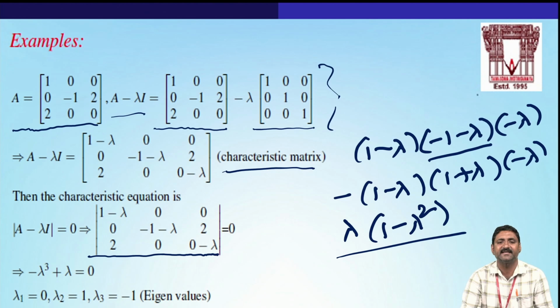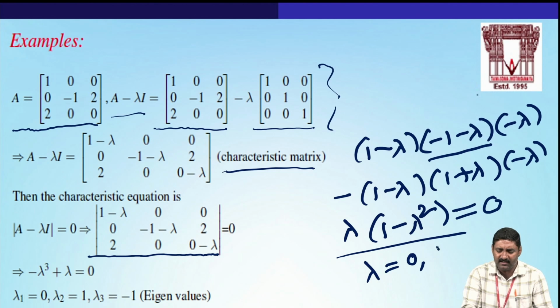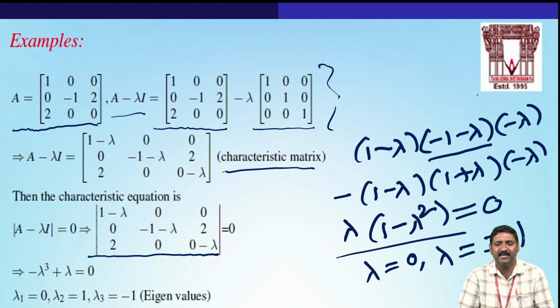Now the characteristic equation. By equating this characteristic polynomial to 0, we will get the characteristic equation. Now we are going to find the roots of the cubic equation. Now what are the roots? Lambda is equal to 0, and lambda is equal to plus or minus 1.